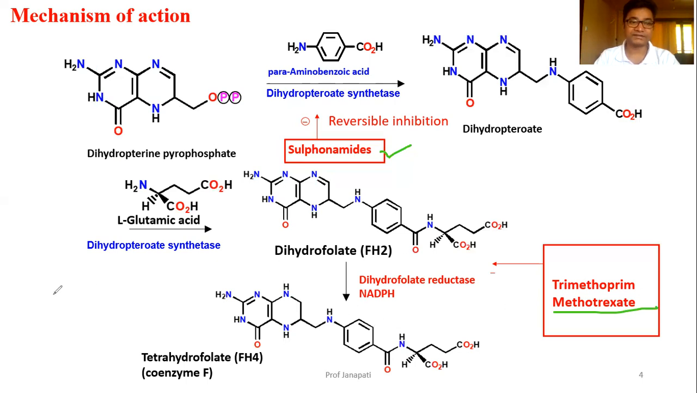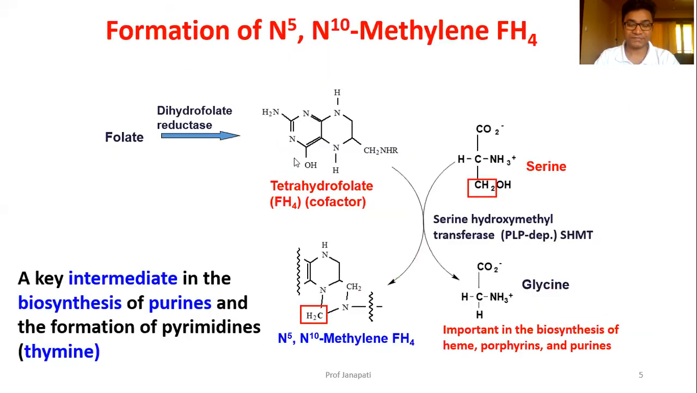Now further, let us see some more. In the next slide, you'll get some clarity. Now what happens is that we told this FH4 is the active molecule. Now FH4 will react with the amino acid serine.